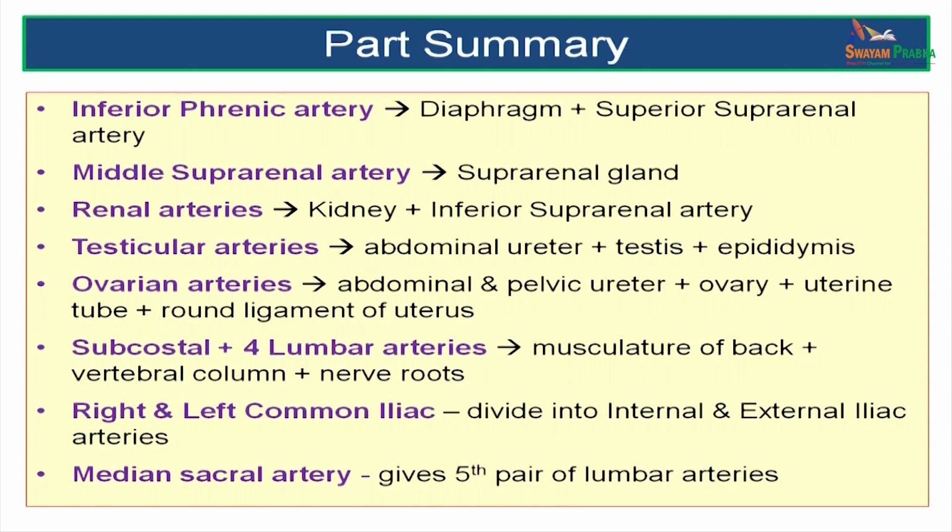There are subcostal arteries and 4 pairs of lumbar arteries which supply the musculature of the back, vertebral column as well as the nerve roots. The terminations of the abdominal aorta are the right and left common iliac arteries which divide into internal and external iliac arteries. Last is the median sacral artery which is a direct continuation of the abdominal aorta, and this gives off the 5th pair of lumbar arteries.